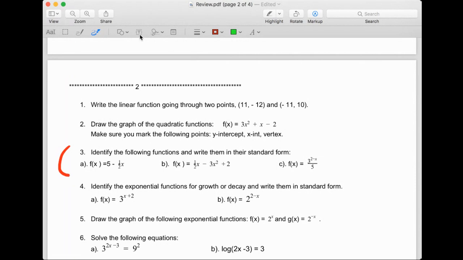Oh, okay. Let's see how many kinds of functions. This is a good review. How many kinds of functions have we learned in this course? Let's count the types of functions we have learned.